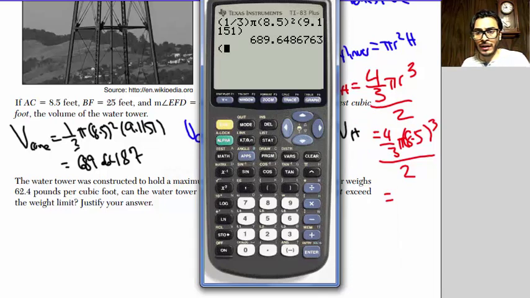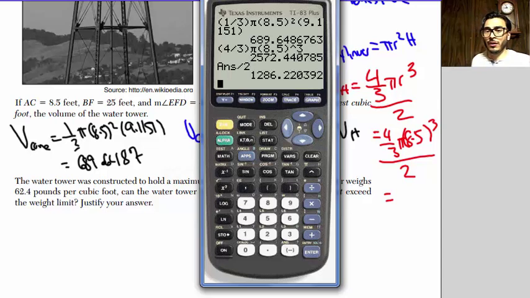So I need the 4/3 inside parentheses. So 4/3 pi. Notice that like the fractions, I like to put them inside parentheses. So 4/3 pi 8.5, raise that to the third, 8.5, close the parentheses, raise that to the third, enter, and then we're going to divide that by 2 because we want half of the hemisphere. So we get 1286.2204.